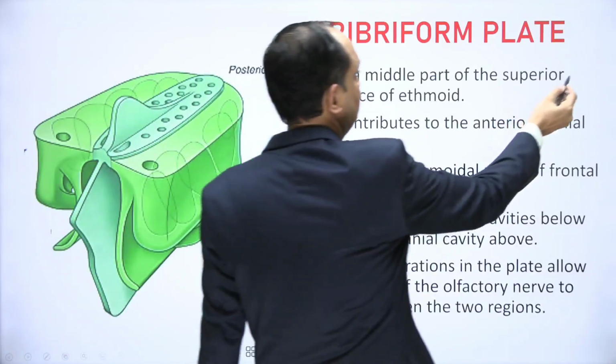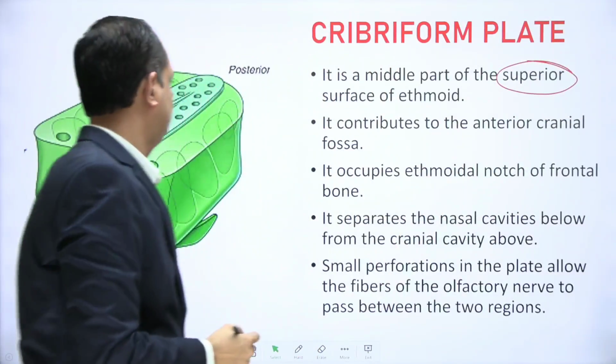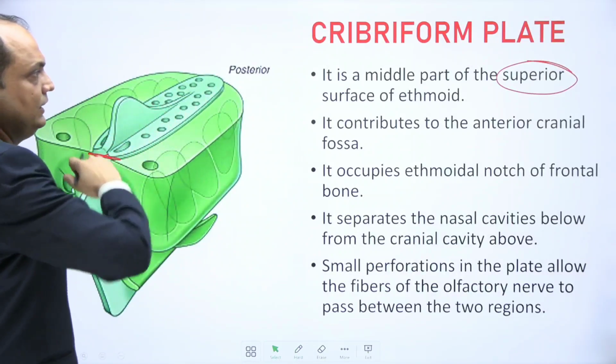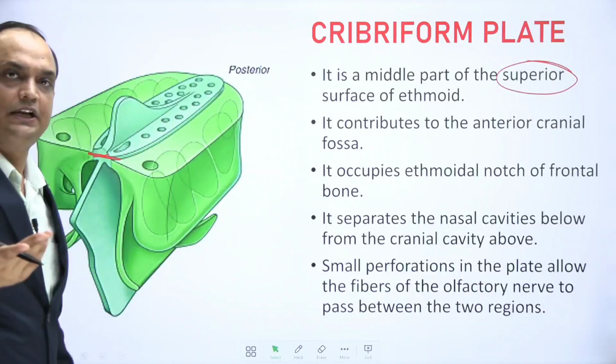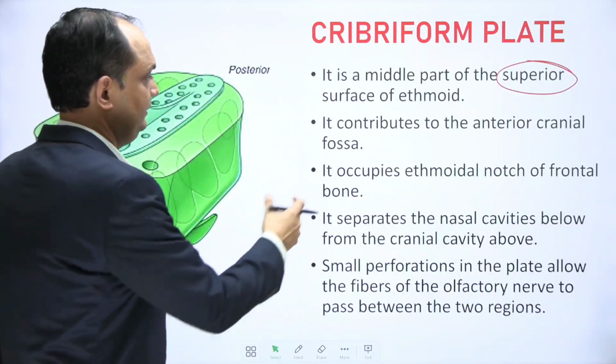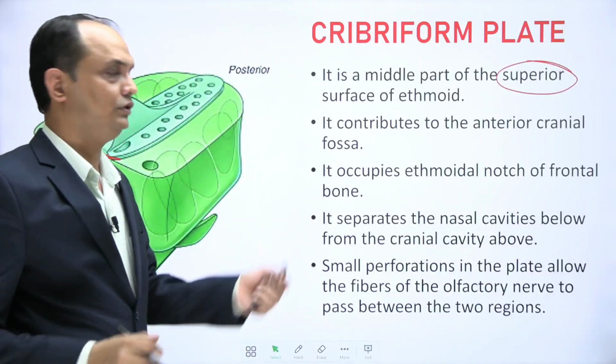So this is the first and important thing where you will find the plate. It is the superior most part. You can see in this diagram, this is the superior surface where you can see it contributes the anterior cranial fossa, that we know that it forms in the center part of the anterior cranial cavity. It occupies the ethmoidal notch of the frontal bone.